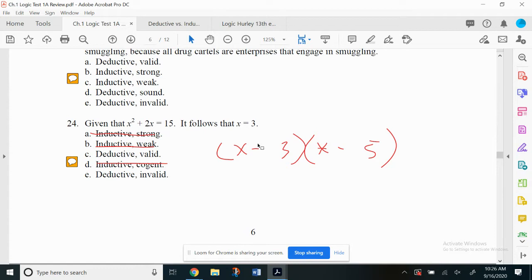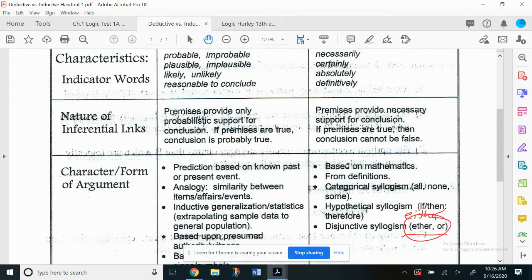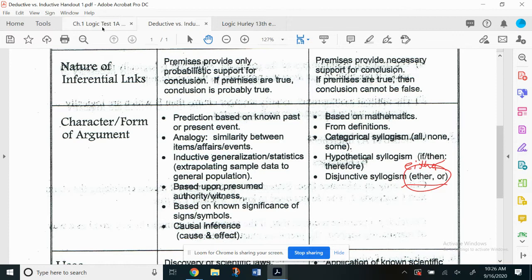I'm just trying to tell you, back in our old school days of doing algebraic problems like that, you would notice that pattern. And if you went back to your cheat sheet, based upon mathematics, that's just a giveaway there. So once again, the answer for 24 is C.